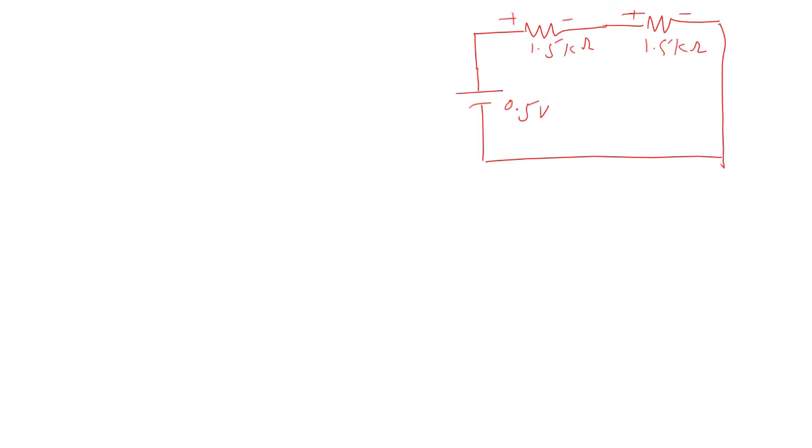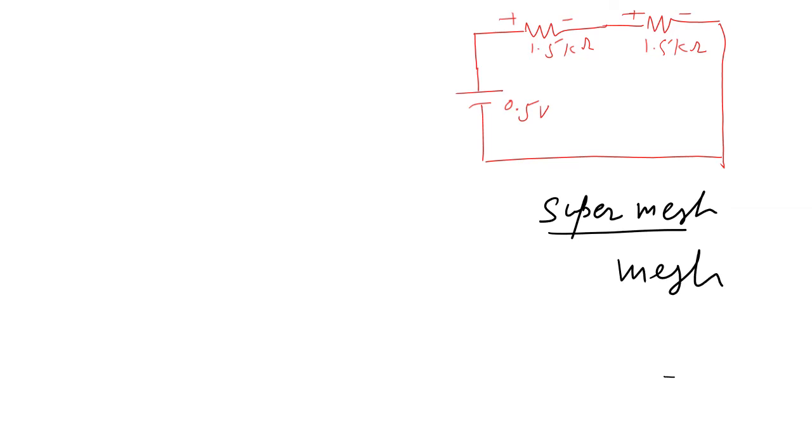Now this is a mesh, but this kind of mesh is known as the super mesh. So the name of the mesh is a super mesh. Now what is the difference between this super mesh and the normal mesh? We use super mesh when there is a current source between the two meshes. So before, at this place, there was a current source like this.